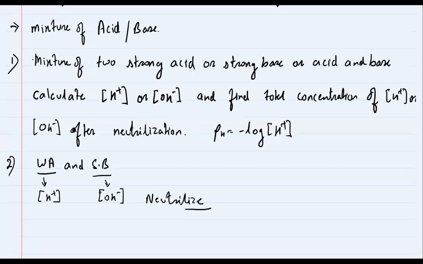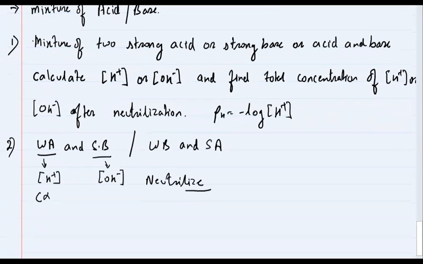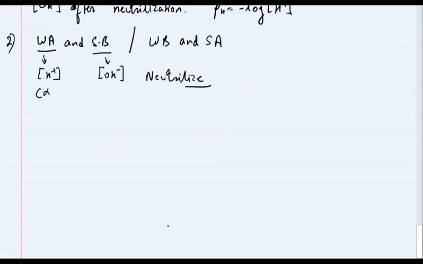Are you getting the point? So how to calculate H plus? It is again the square root of C alpha, Ka times C, and you just consider the concentration of the strong base. This can be used for both weak base and strong acid. Ultimately, you have to find the H plus concentration, the OH minus concentration, and neutralize.